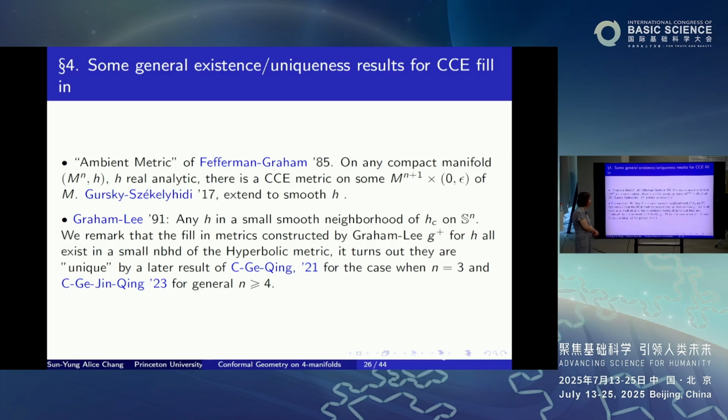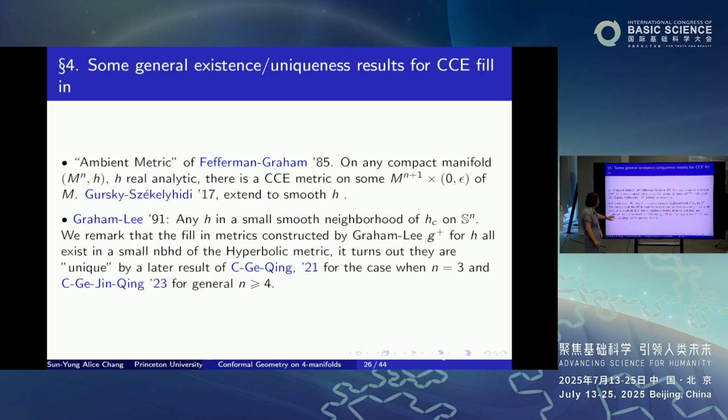Later on, the work of Gursky and Székelyhidi extended to smooth metrics. And then the real existence theorem happens with only very limited knowledge. That is, when the metric is on S^n, when the conformal infinity is the sphere, then in an asymptotically small neighborhood of H_c, you can construct the extension. And in this case, when H is equal to H_c, there is the work of Chang, which shows the hyperbolic extension is the unique one.